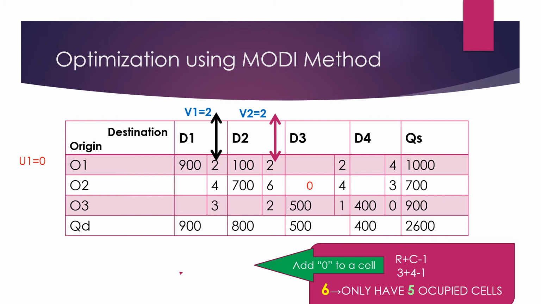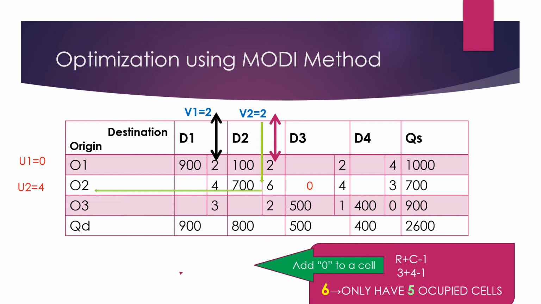Now we have already found the V2 value as 2. Then how are we going to arrive at this 6 in O2 D2? To arrive at 6, we have to add another 4. Then 2 plus 4 is 6, which means our U2 value should be equal to 4.